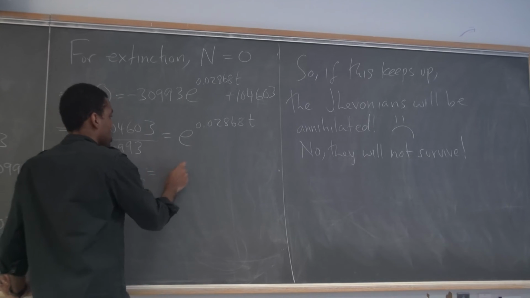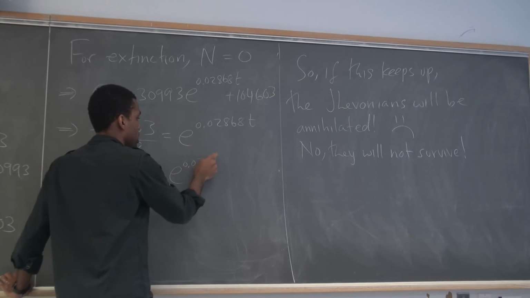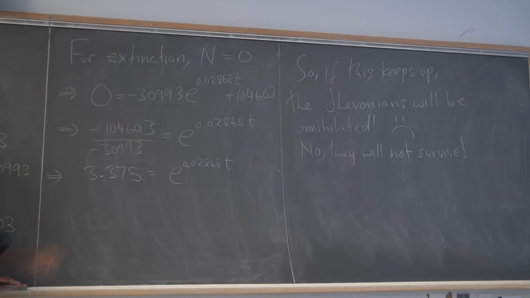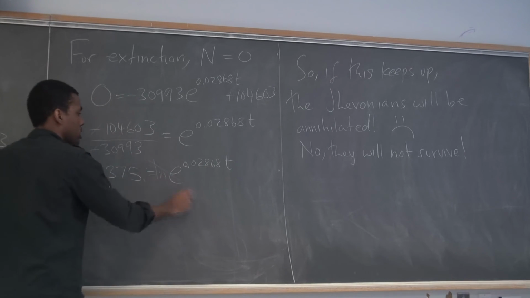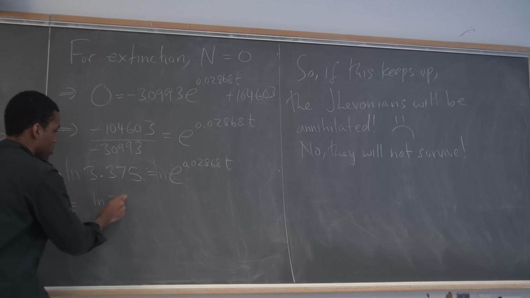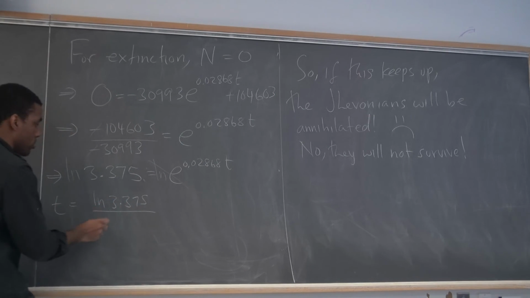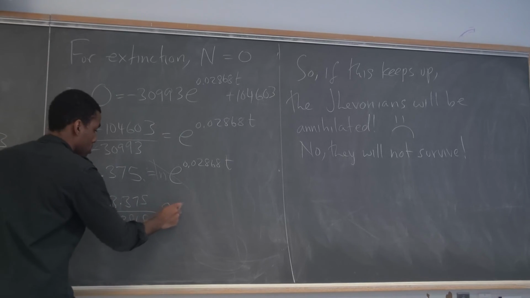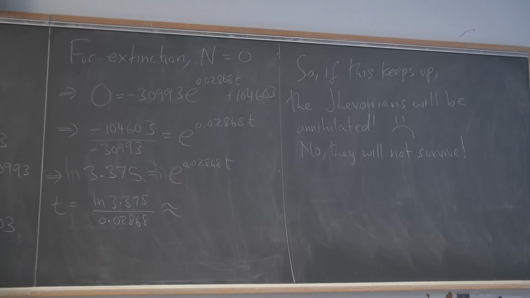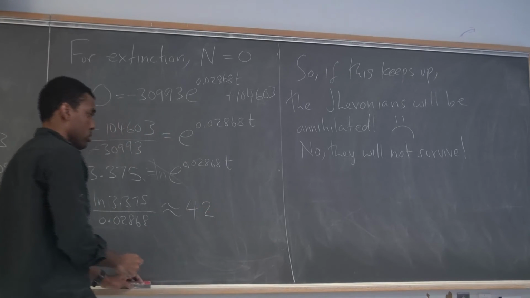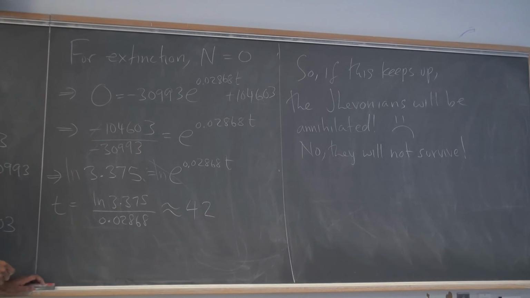3.375 is equal to e to the 0.02868t. How do we get to the t? Log both sides. Kills e on this side. So your t is going to be equal to ln of 3.375 over 0.02868, which is roughly 42. 42.41. The answer to life, the universe, and everything.